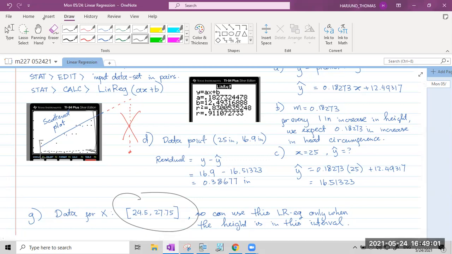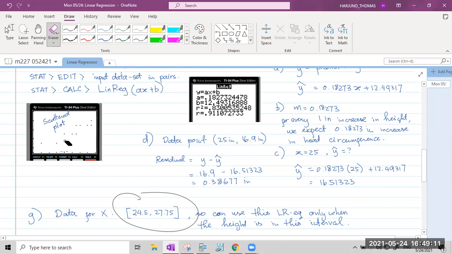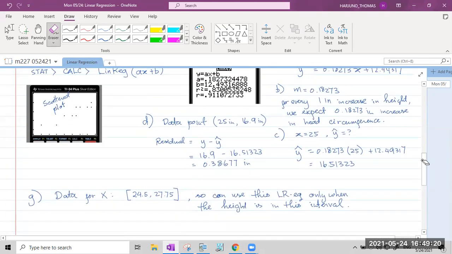We all agree that at some point, our head circumference actually stops growing, even though we still get taller. So how do we use that linear regression line? Only when the x is in the interval we are given.